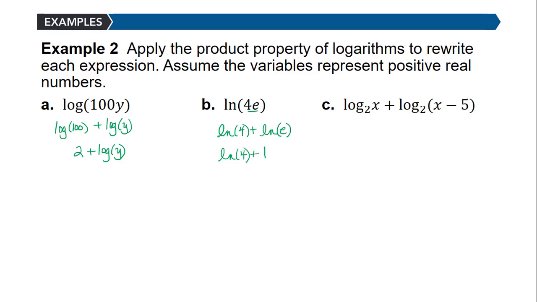In part C, I have the log to the base 2 of x plus log to the base 2 of x minus 5. So this time I have the sum of logs. I want to apply the property in the reverse direction. If I have the sum of logs, I can rewrite this as the log of the product of those arguments. So this is equivalent to the log to the base 2 of the product x times x minus 5. And I will put that expression in parentheses to denote that the x times x minus 5 is inside the argument of the logarithm.